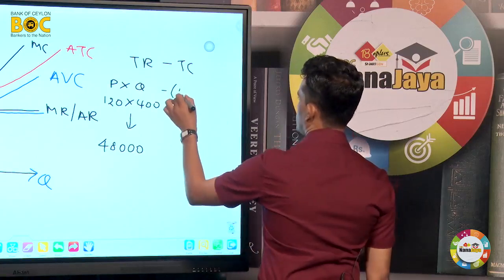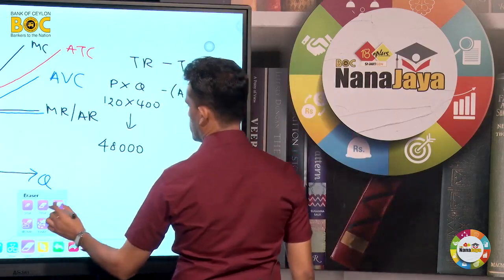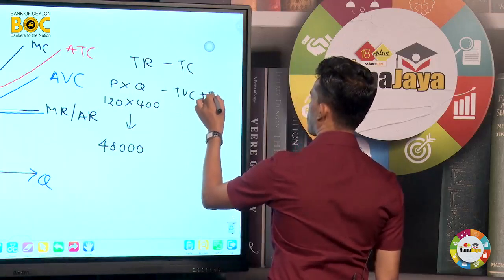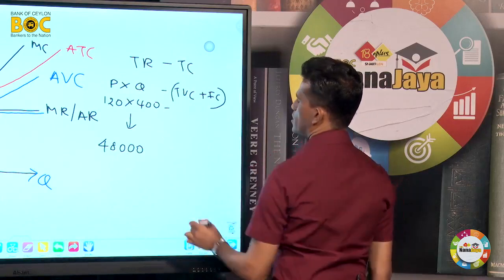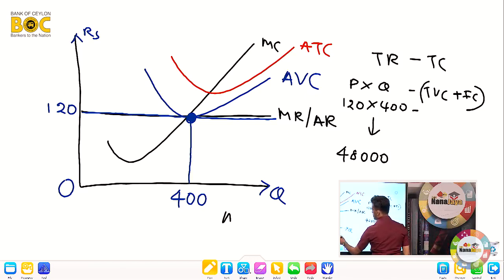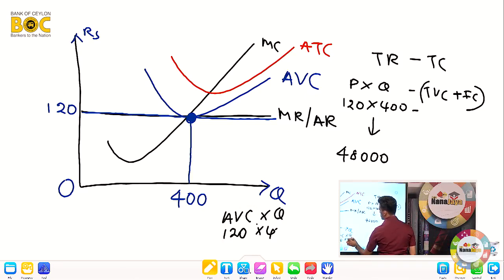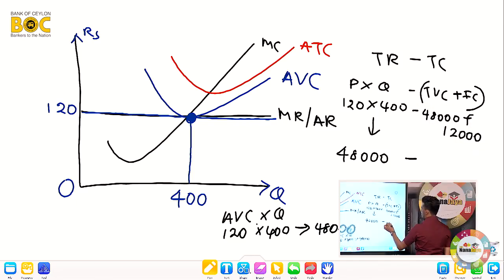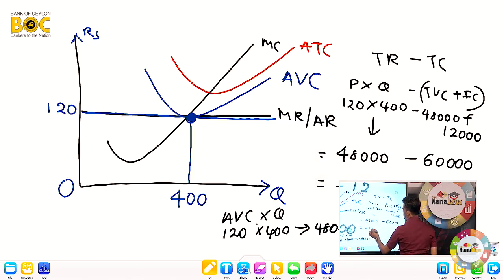Total cost, based on this information, we can say is TVC plus TFC. AVC is 120, quantity produced is 400. Therefore, total variable cost is 48,000 rupees. Plus the total fixed cost given in the question as 12,000. Therefore, the total cost of the firm is 60,000. So, there is a loss which is equivalent to the fixed cost.